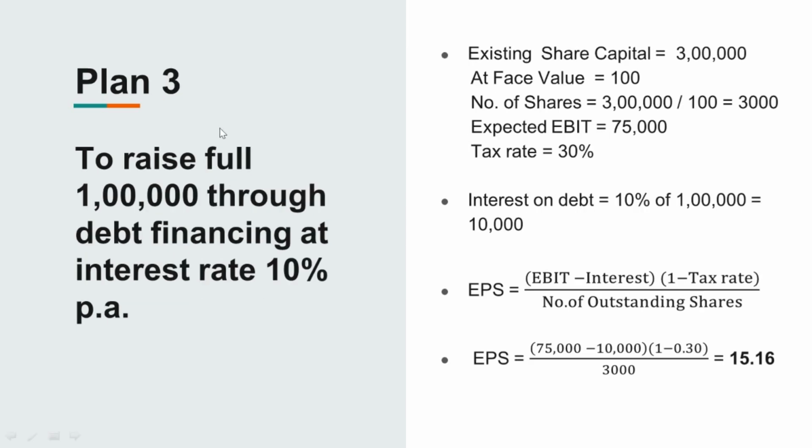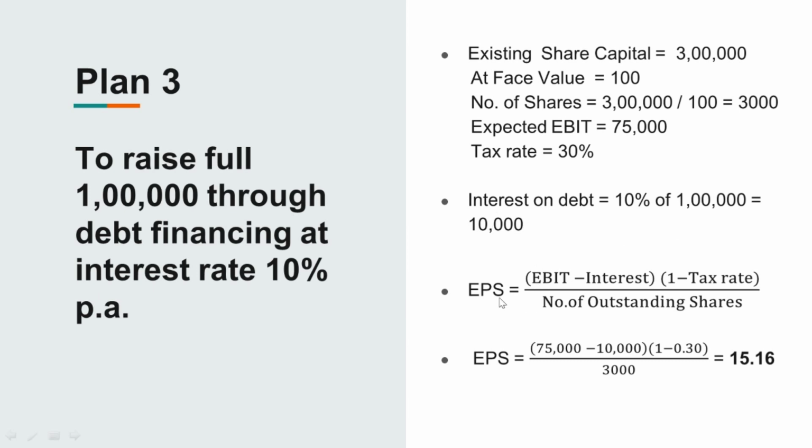Plan 3 is to raise the full 1 lakh rupees through debt financing at an interest rate of 10% per annum. So all the information remains the same. We know that interest on debt is 10% of 1 lakh rupees, because we are raising the whole 1 lakh through debt financing only. So it would be 10,000 interest.